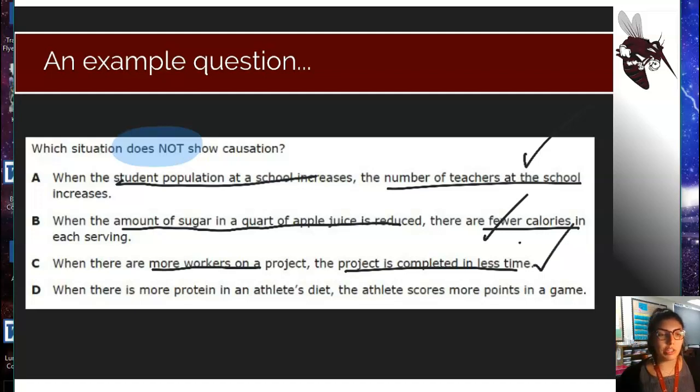The last one says when there is more protein in an athlete's diet, the athlete scores more points in a game. No, not necessarily. They may, but there is no causation between the amount of protein in their diet and the points they score. There's no causation there. This is just simply an association. So this is what we're looking for as a naughty question. There is not a causation relationship between protein and number of points scored.